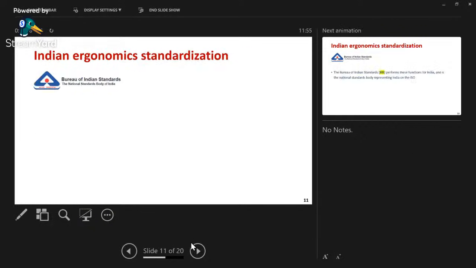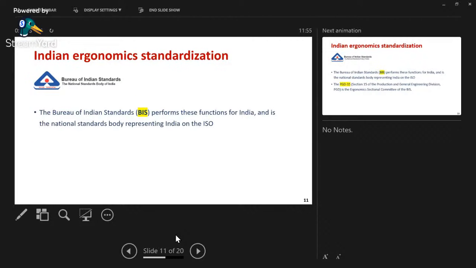What happens in India? In India, the standardization is covered by the Bureau of Indian Standards, and this symbol is familiar because it's part of the jewelry marks on the hallmark. But basically, it performs the same functions that we described for the ISO globally. That's why it's called a National Mirror Committee. The same things which were done at the international level are done at the national level.